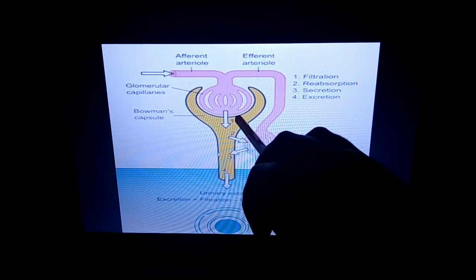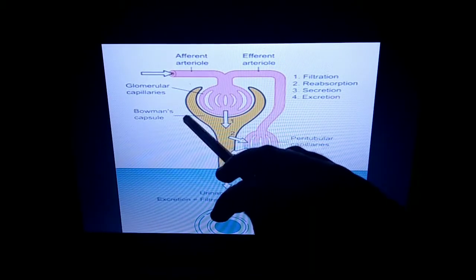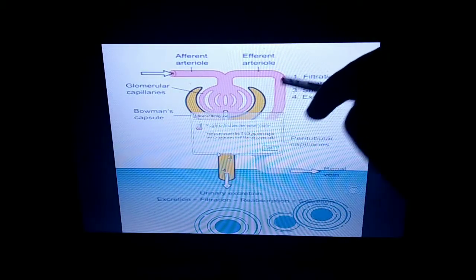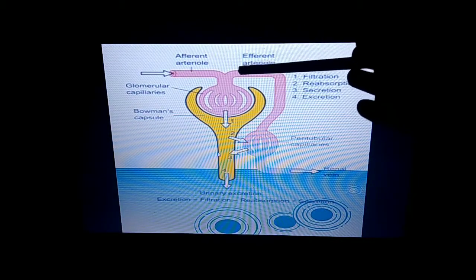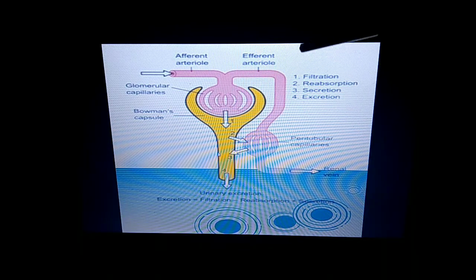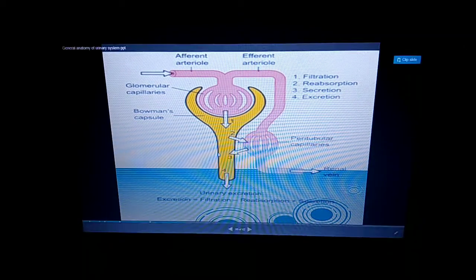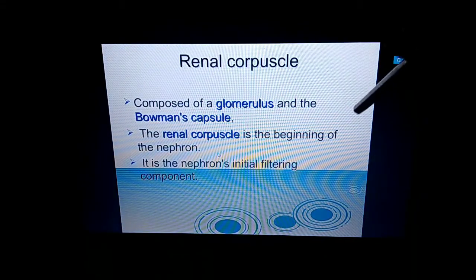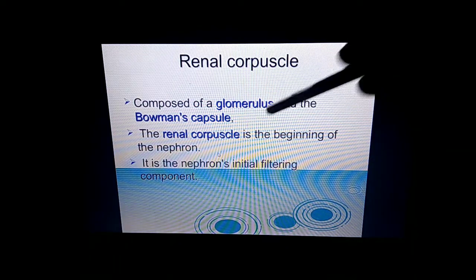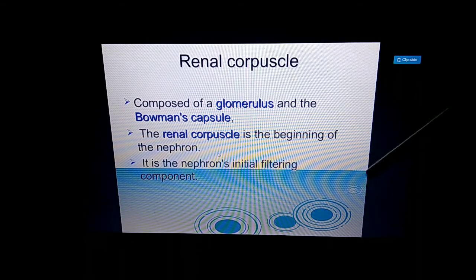Here is the glomerulus. The structure which holds the glomerulus is the Bowman capsule, a cup-shaped structure. This is the afferent arteriole. The main difference between afferent and efferent is that one carries oxygenated and one carries deoxygenated blood. Then renal corpuscles. They are composed of the glomerulus and the Bowman's capsule. The renal corpuscle is the beginning of the nephron. It is the nephron's initial filtering component.